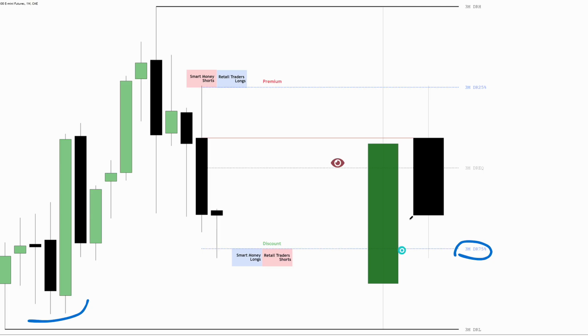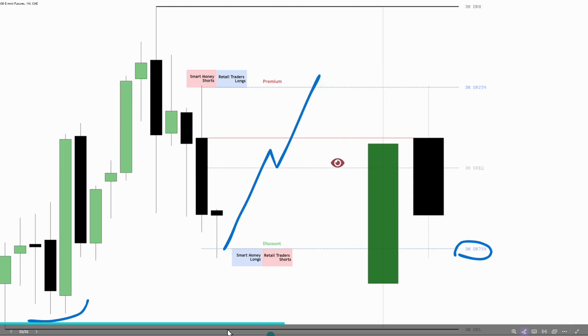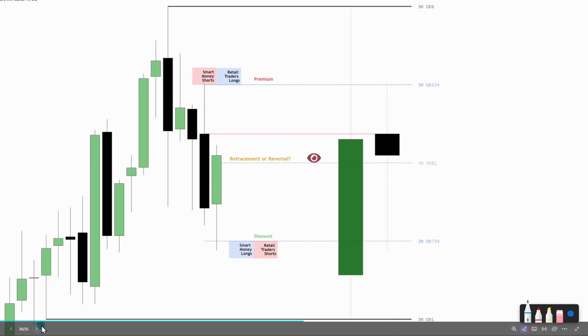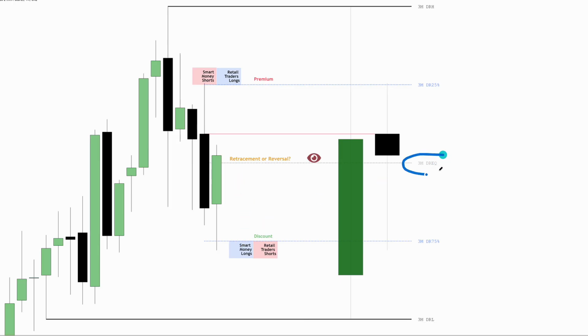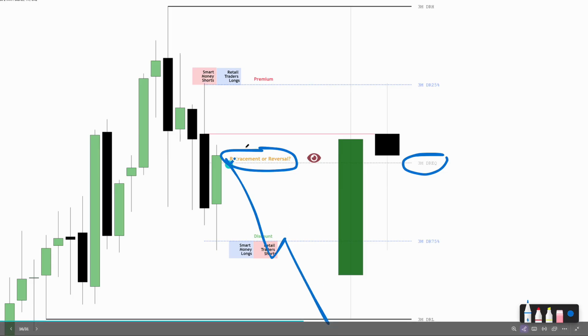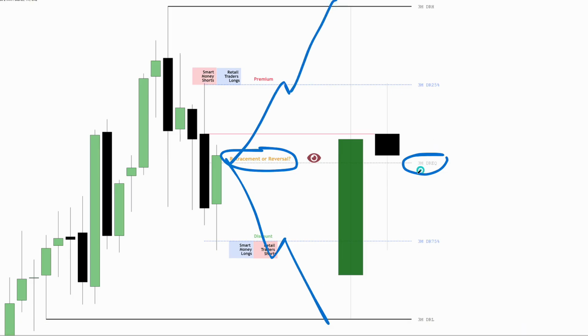But if price returns to equilibrium, this is potential for reversals. Okay. Look, price returns to the equilibrium. And the $1,000,000 question here: this is one retracement or one reversal for continuing bearish to the dealing range low, or bullish to the dealing range high. This is the $1,000,000 question in this moment.